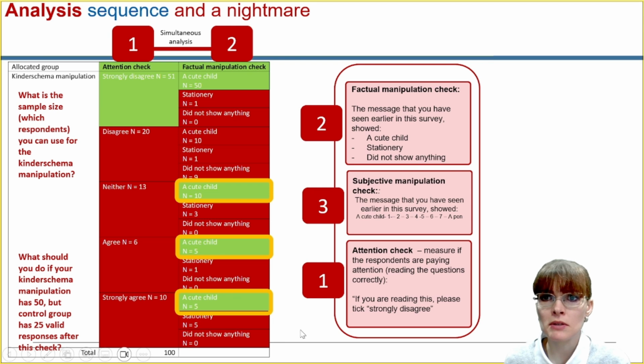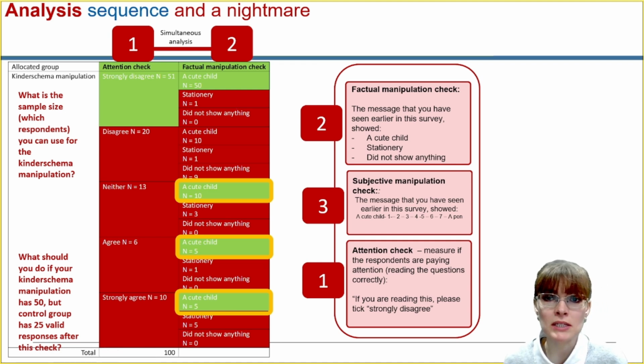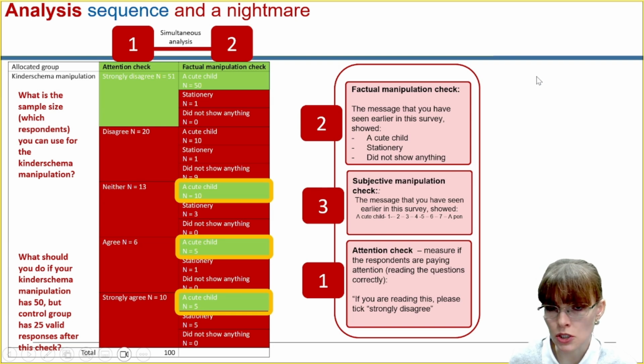And I will stick with this scenario where I'm looking at attention checks and factual manipulation checks at the same time. So I'm doing my analysis simultaneously. This would be my preference to get a better understanding of what is going on in my data. And only once I identify participants who need to be retained, I would then look at my subjective manipulation check.